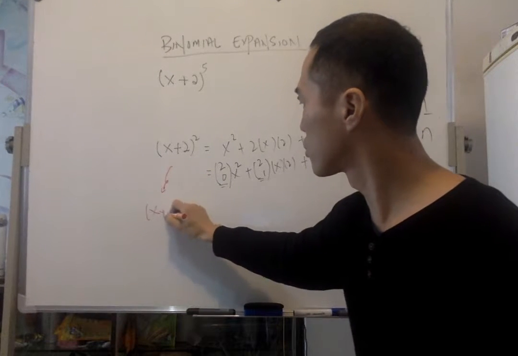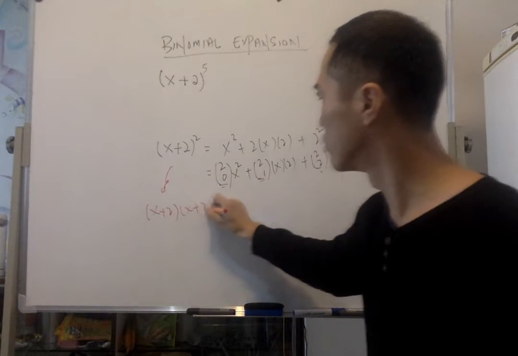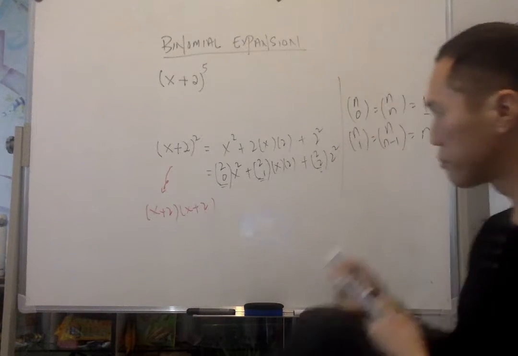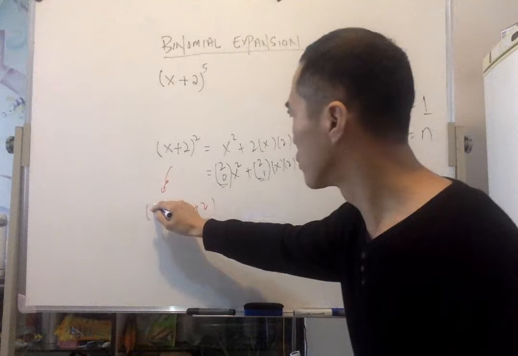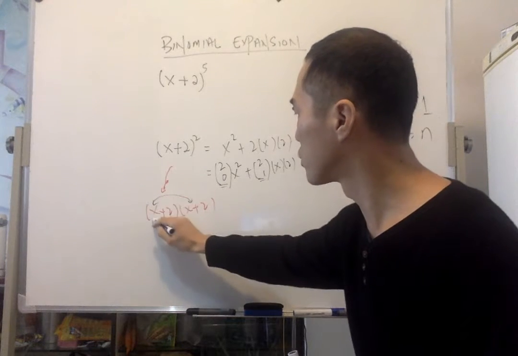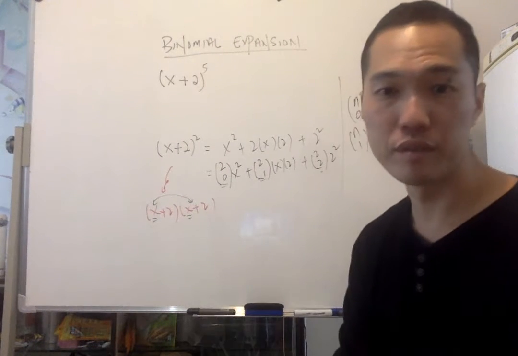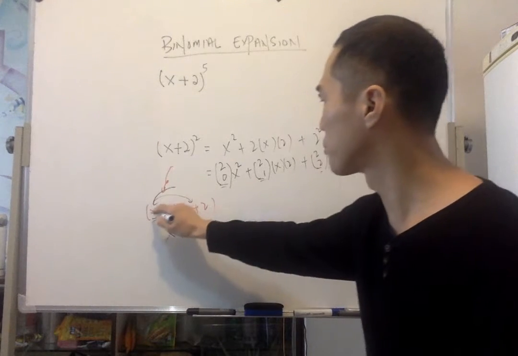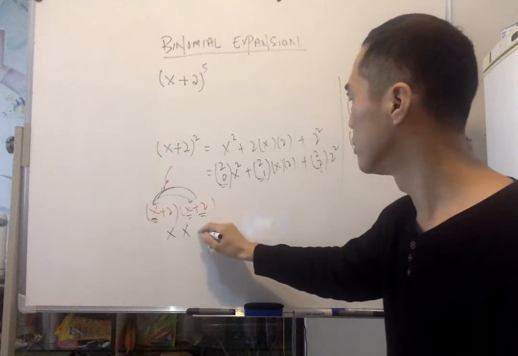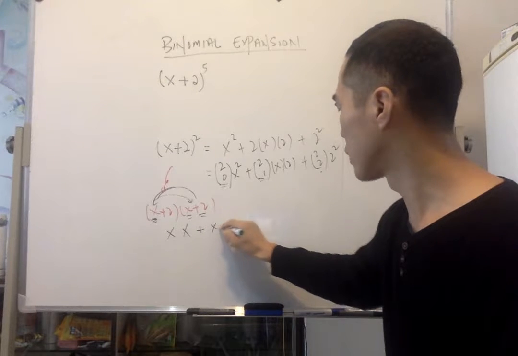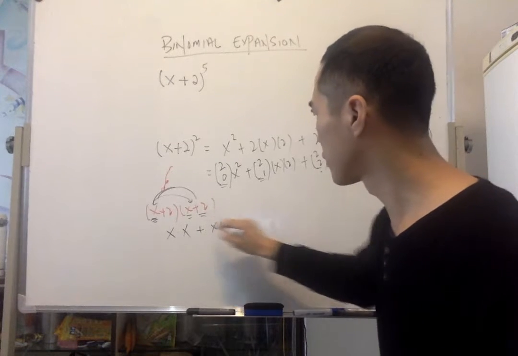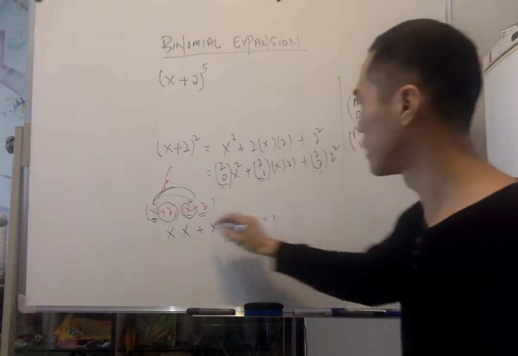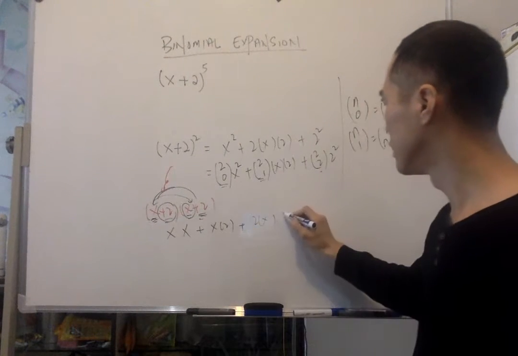If I consider this part, this is (x + 2) times (x + 2). We're doing the first and first, which means I'm choosing x from here and x from here. So I choose x and x. Then I choose x from this one and 2 from here, so it's x and a 2. Then I choose the 2 from here and an x from here, so it's a 2 and an x. And then I choose the 2 from here and the 2 from here, so it's both 2.